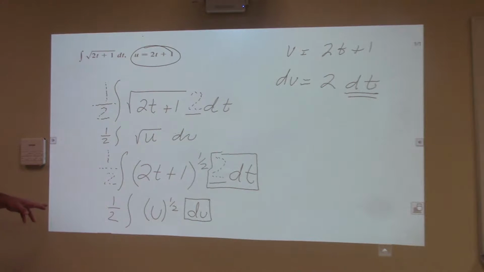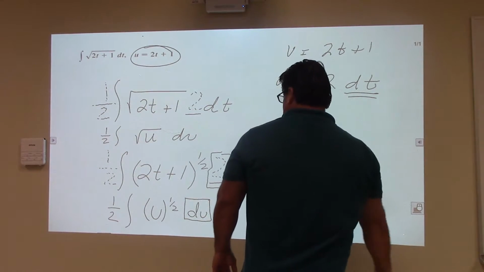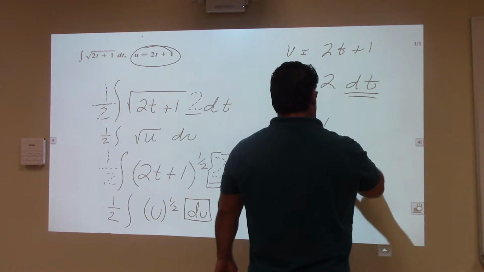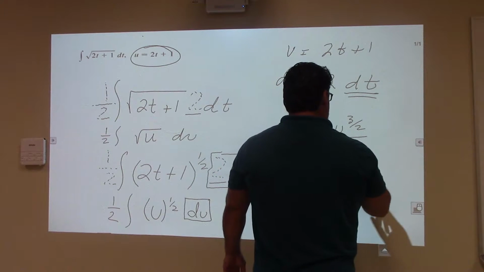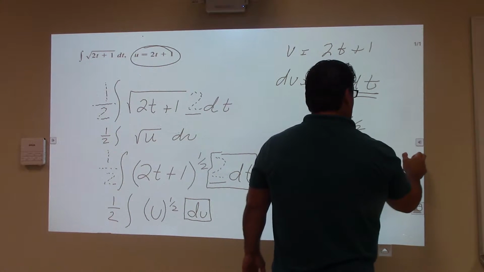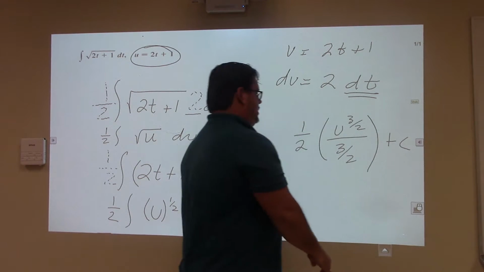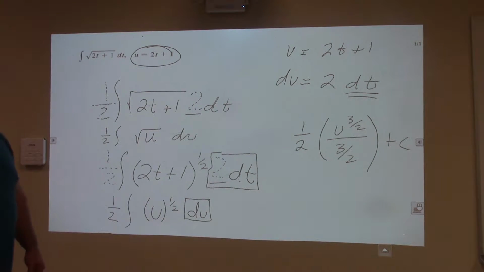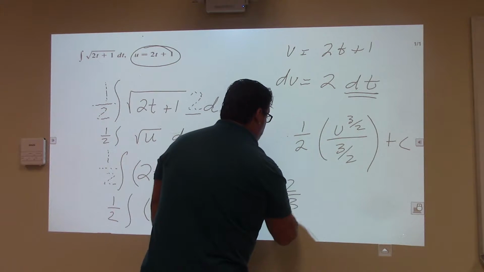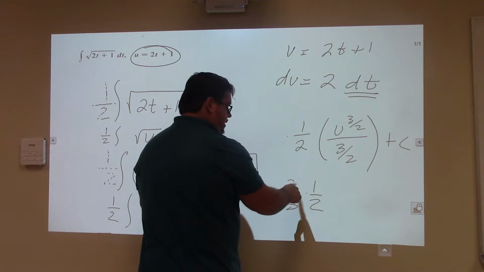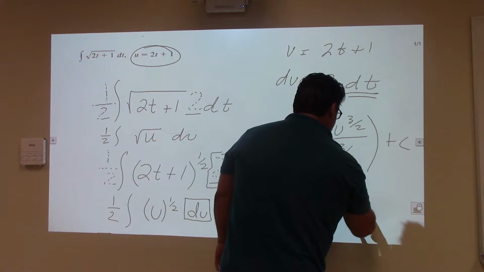But the 1/2 stays. So we get 1/2 and u to the what? u to the 3/2 over what? Plus what? Oops. Hold on. And now clean that up. So 3/2 multiplied by 2/3. You might have to do that with a calculator, because I know some of y'all can't do that.